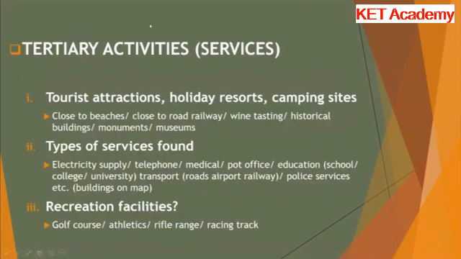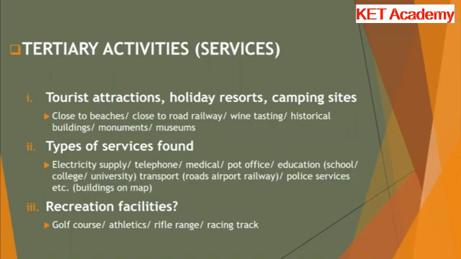And finally, looking at your tertiary economic activities, here we are looking at your services that we can expect from a person. So here, looking at your tourist attractions, holiday resorts, and your camping sites. These are generally close to your beaches, close to your railway and your road networks. Here we can also have wine tasting, historical buildings, monuments, and museums. So these are generally the things that tourists would go to find on their holiday. Your museums, monuments, wine tasting, and so on and so on.